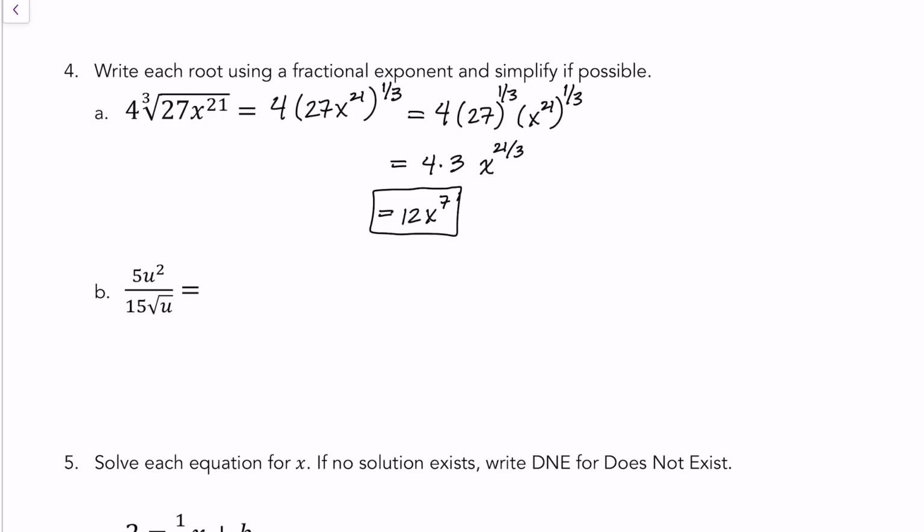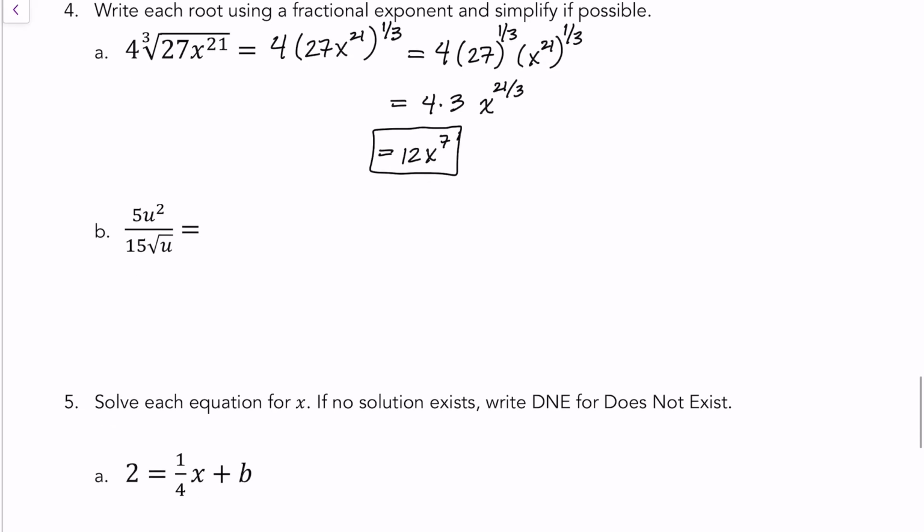In part B, we have to do the same thing. We have to essentially apply rules of exponents, but keeping in mind that the radicals are fractional exponents. So I'm just going to write the radical as a fractional exponent first, and then I'm going to apply all the rules that apply here. So this is going to be 5u squared divided by 15 times u to the power of 1/2.